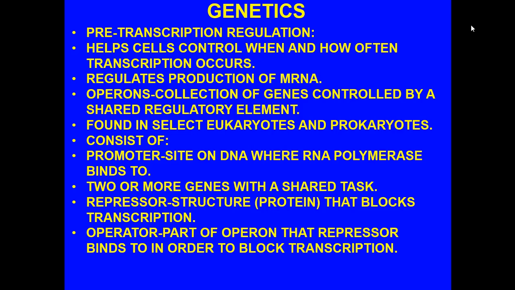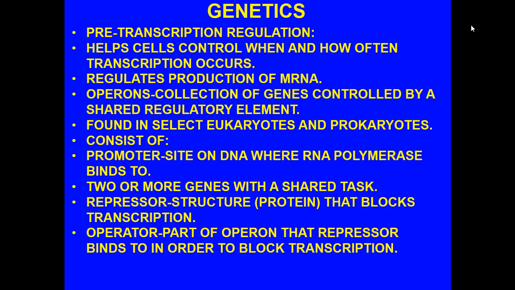Now, pre-transcription regulation. This helps the cells control when and how often transcription occurs. This regulates the production of messenger RNA. Operons are a collection of genes controlled by a shared regulatory event. They're found in select eukaryotes and prokaryotes. The elements that make up this operon consist of the following.